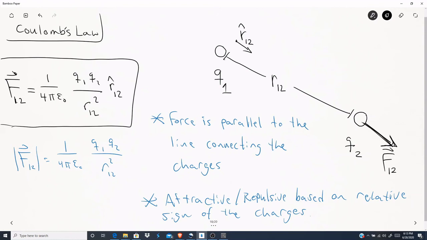So in this case, if both charges are positive or both charges are negative, the force that Q1 exerts on Q2 will try to push Q2 away from Q1 along the line connecting the two charges. If they had opposite signs, then the negative would reverse the direction of the vector, and then it would be an attractive force that tries to push charge 2 towards charge 1.